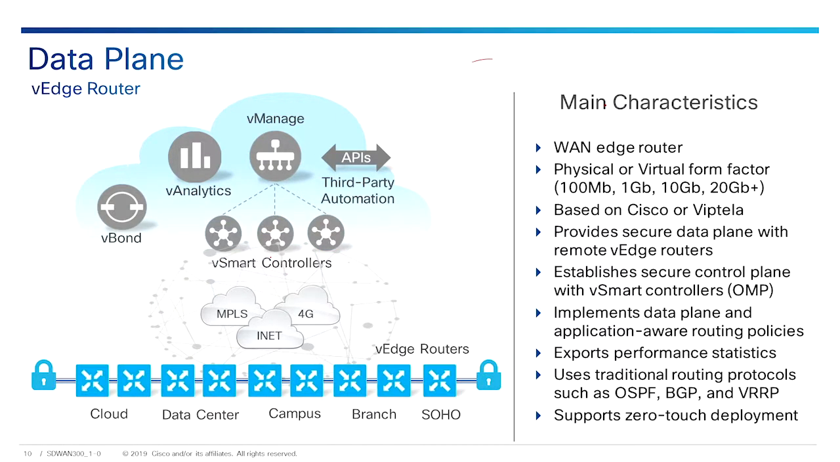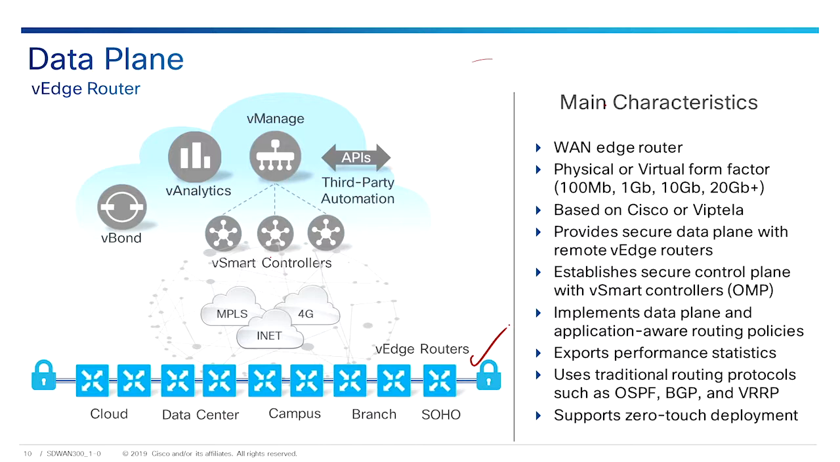Cisco vEdge routers are the data plane elements of the Cisco SD WAN fabric. They are, in essence, WAN edge routers that are positioned everywhere that the SD WAN fabric must be extended to. If you want to participate in the SD WAN fabric, you need a vEdge device, and they're going to be sized based on your needed bandwidth.